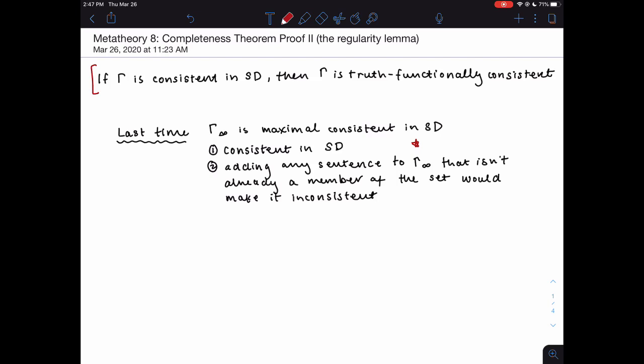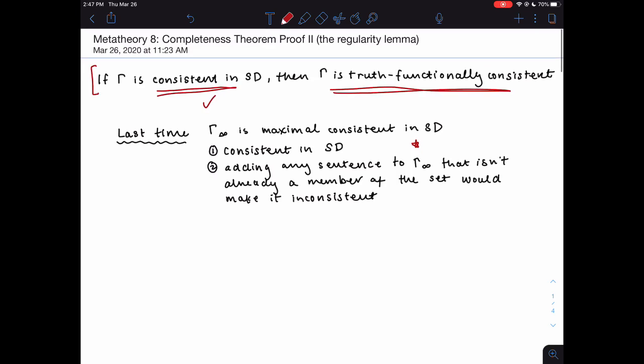All right, so now we're answering the next question, which is what was the point of building a maximal consistent set? Well, remember that our aim is to get from this claim about consistency in SD to this claim about truth value assignments. So we know that gamma infinity is a set that's consistent in SD, right? So we have the antecedent. And the reason why we made gamma infinity into this set that's so big is because it's going to turn out that being a member of gamma infinity is just like being true on a truth assignment. And that's the idea we're going to flesh out today.